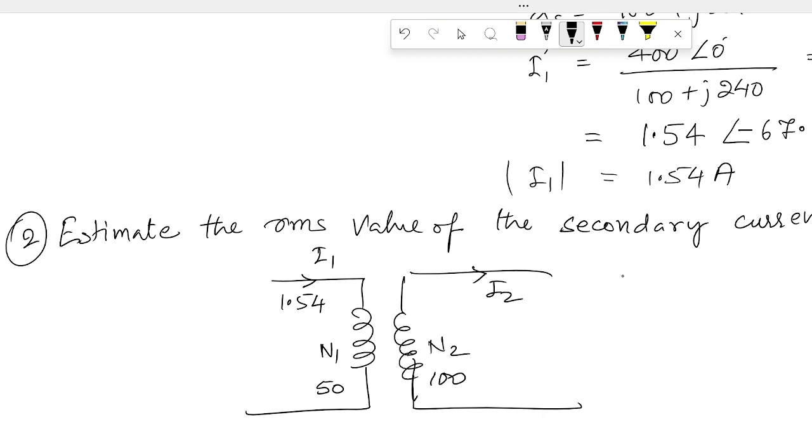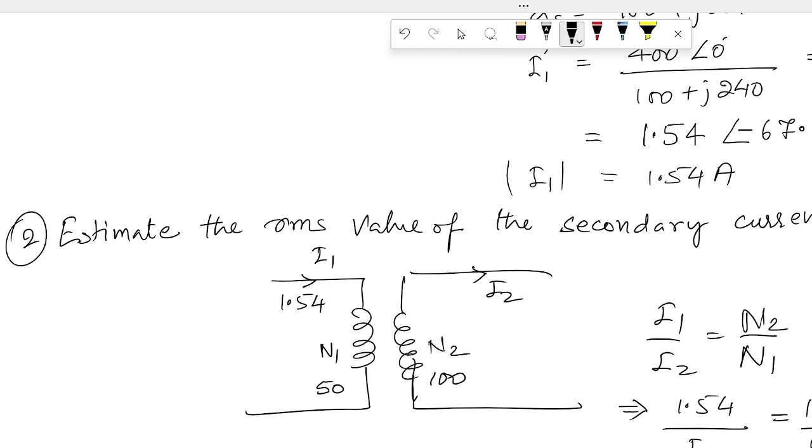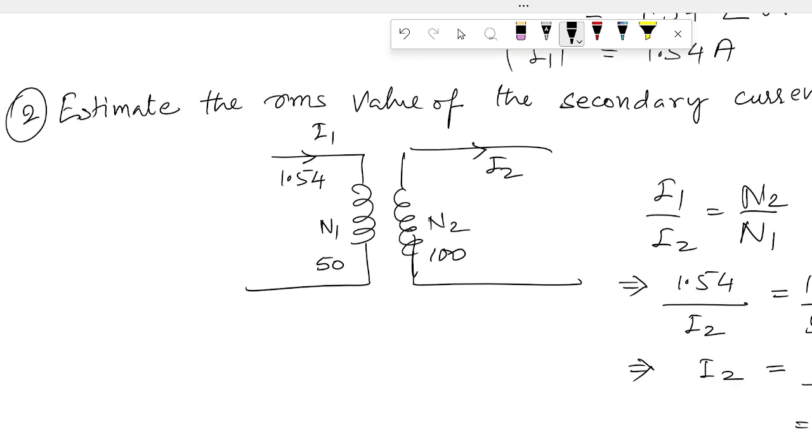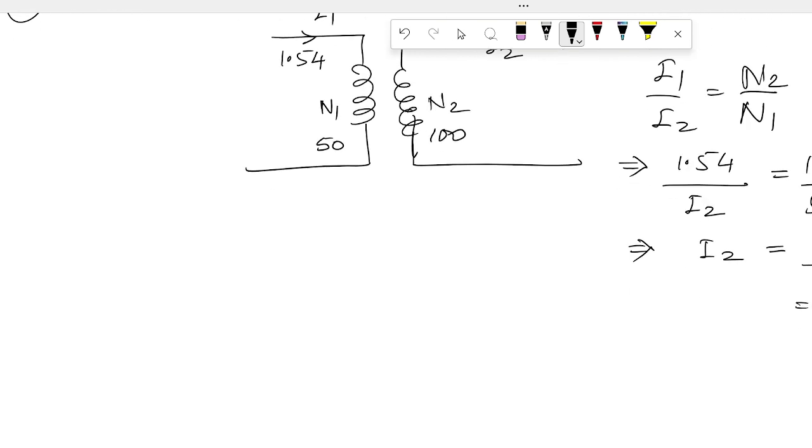Someone says 30.8 ampere. Anyone else? Okay, so I2 will be equal to, sorry, I1 by I2 is equal to the inverse ratio N2 by N1, that is 1.54 by I2 is equal to 100 by 50. So I2 is equal to 1.54 into 50 upon 100. What are you getting as the value? 1.54 divided by 2, that is 0.77. Clear? Clear to everyone? Yes, sir.